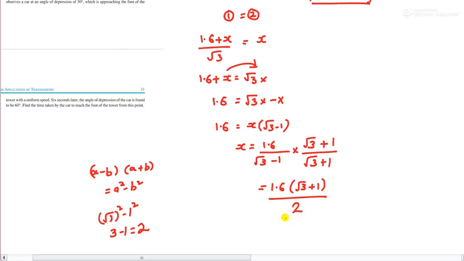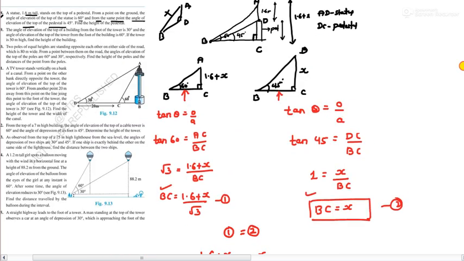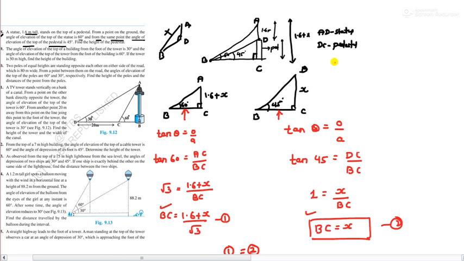Now this 1.6 and 2 will get cancelled. So this is 2 eighths. Since decimal is there, I'll write it as 0.8. So our answer is 0.8 into root 3 plus 1 meter. This is x. And what was x? X was the height of pedestal, right? DC. We had taken DC, that is height of pedestal. So this is the answer.